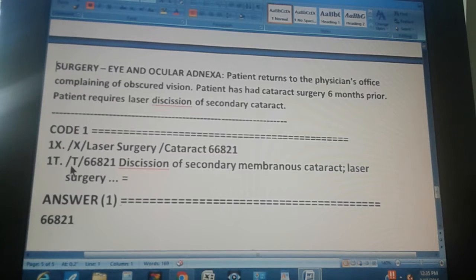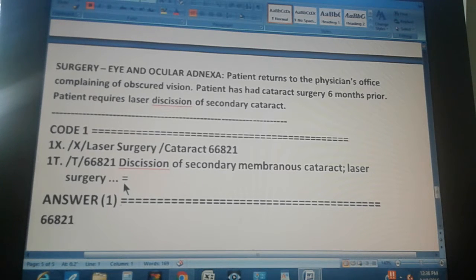Now what we're going to do is check this code in the tabular. The code through the tabular is found like this. First you go to the tabular. Then you start with 66821, the code that you found in the index, and you read that. What does it say? Discission of secondary membranous cataract, laser surgery. Which is exactly our problem, right? So that's why there's an equal sign at the end, which means we double-checked this code.